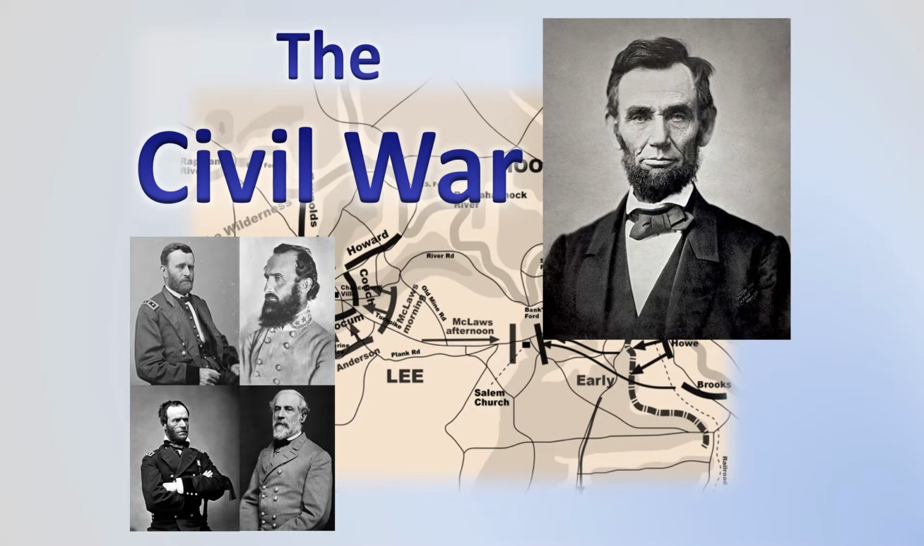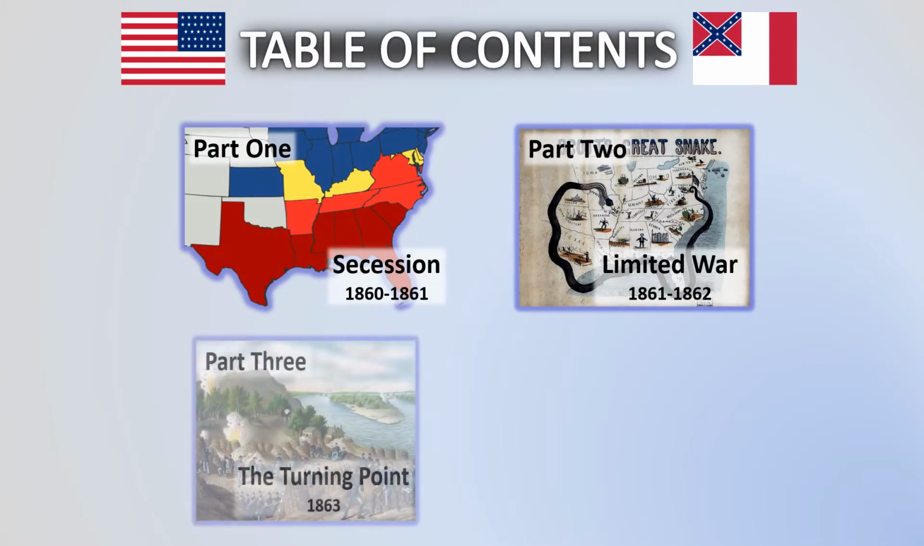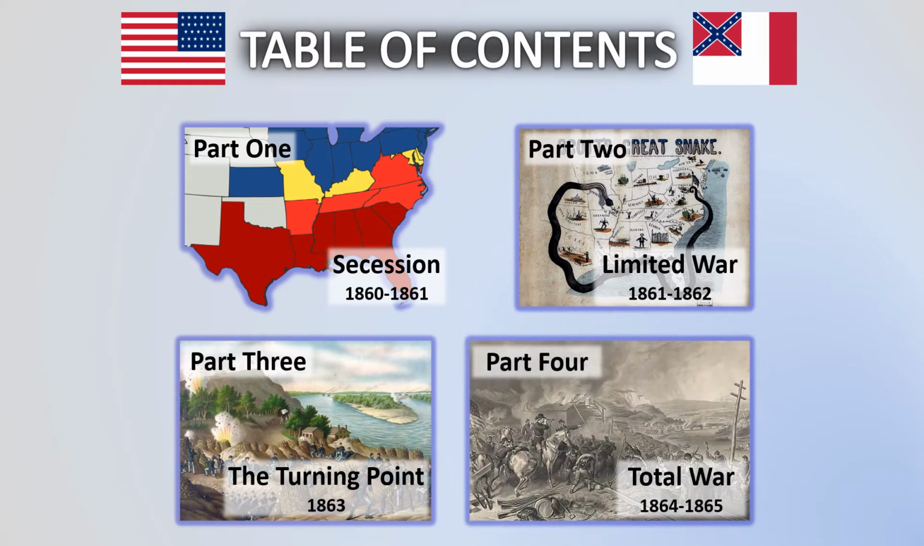Okay, guys, so let's start the Civil War. Lincoln has been elected, and we've had 6 states secede from the Union. We're going to talk about that secession. We're going to talk then about the limited war and the war plan, the turning points in 1863, and then Grant and Sherman with total war, bringing the war to the end.